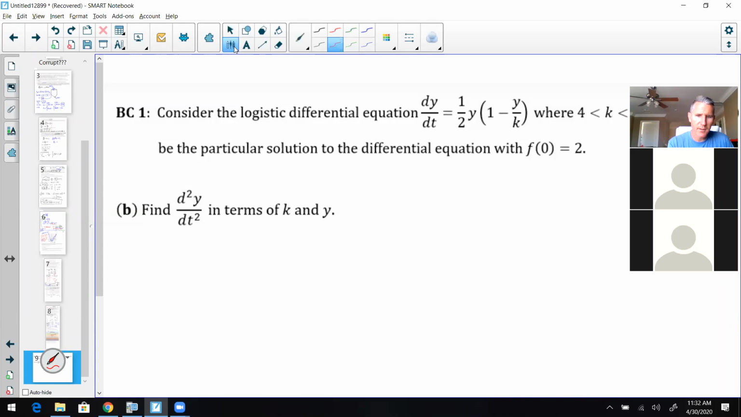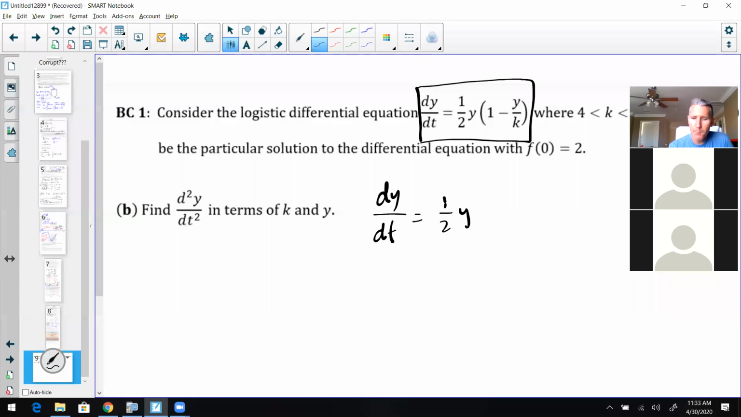All right, are you guys still working, able to do it? I'm going to go ahead and show you what I did. Obviously this is the first derivative of y with respect to t. What I did is I simplified that a little bit by distributing through the 1/2 y to get 1/2 y minus 1/2k times y squared, like that. I then differentiated both sides with respect to t.